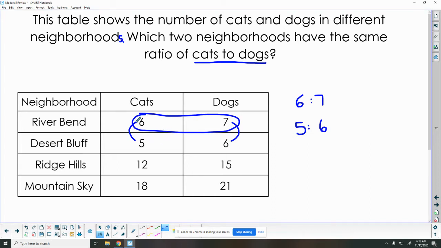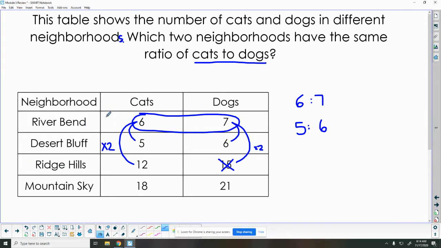So now let's think, is there a way to get from 6 to 12? Yes, I would times by 2. So then I'd have to do the same thing over here. And 7 times 2 is 14, and this says 15. So I know Ridge Hills and Riverbend are not equivalent.